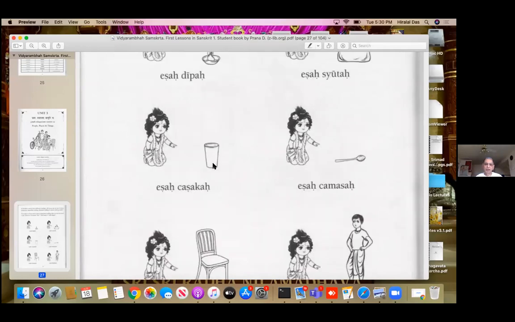Esaha chasakaha asti. This is a cup or this is a glass, whatever. And then esaha chamasaha asti, this is a spoon. So here you can say all names end with aha: siddhipaha, syutaha, chasakaha, chamasaha. So they're all masculine. Masculine names end with aha. You see aha, okay? Deepaha, syutaha, chasakaha, chamasaha, they are all masculine.